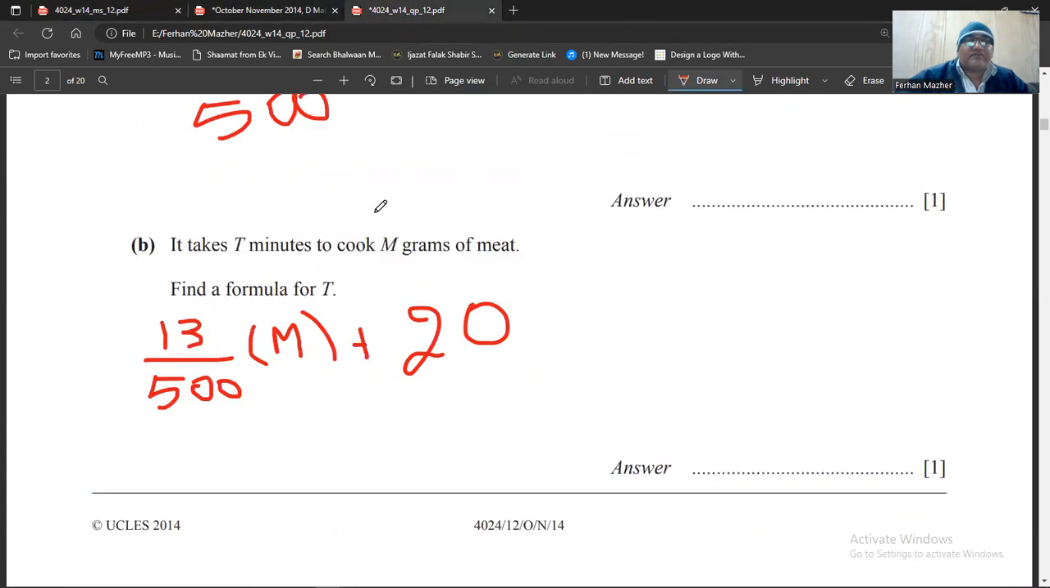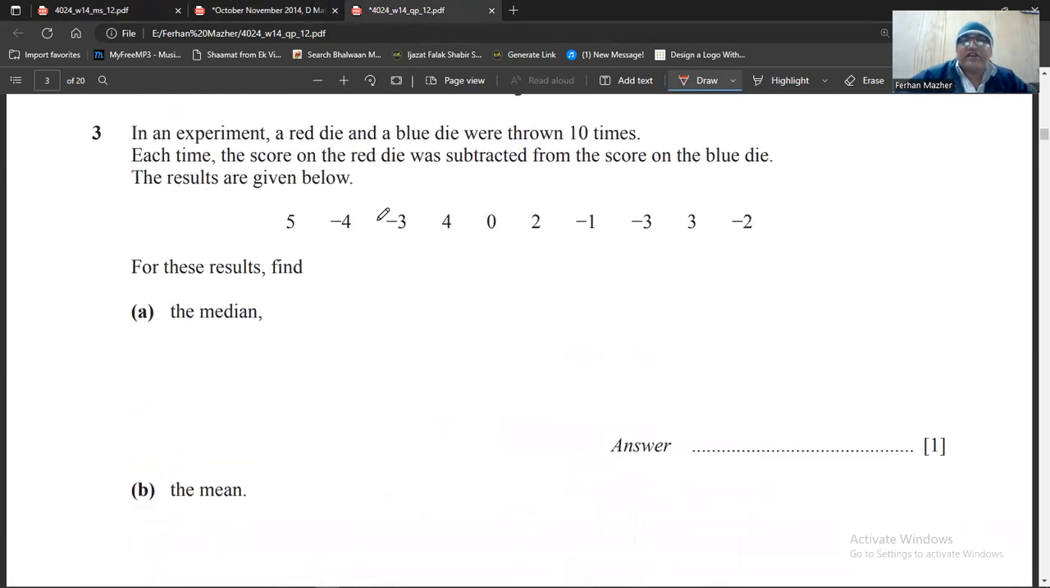This answer is right. Okay, so question number 3. In an experiment, a red die and a blue die were thrown 10 times. Each time the score on the red die was subtracted from the score on the blue die. The results are given below. The results are shown here: 5, -4, -3, 4, 0, 2, -1, -3, 3 and -2. For these results, find the median. If you want to find the median, you will arrange them.